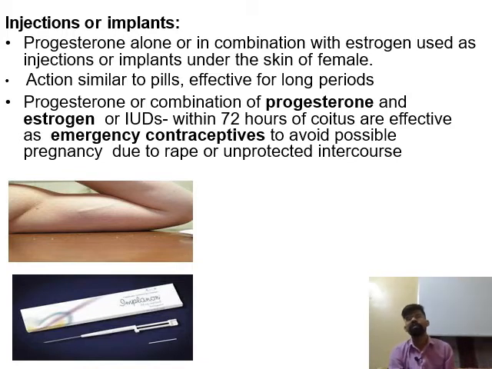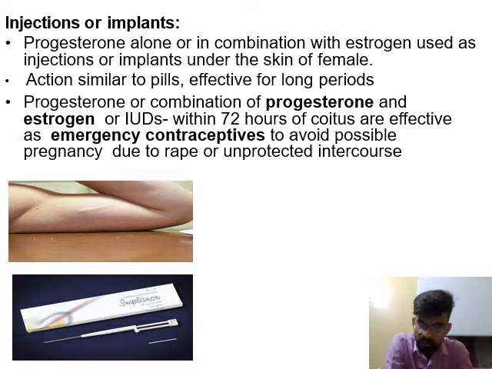The next method of birth control is injection or implants. These injections or implants contain hormones, that is progesterone or estrogen. Some injections or implants may contain only progesterone, or some may contain a combination of both. The combination means it contains progesterone as well as estrogen, and this progesterone and estrogen will prevent the ovulation, or will prevent the fertilization.